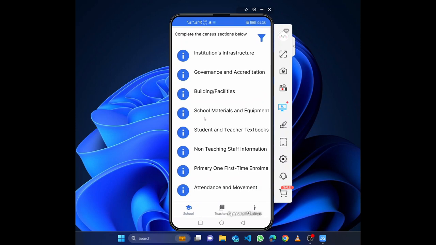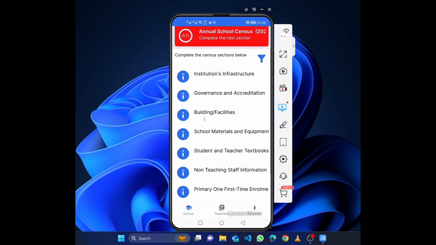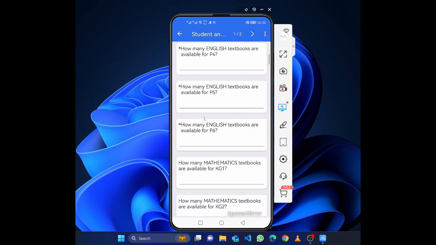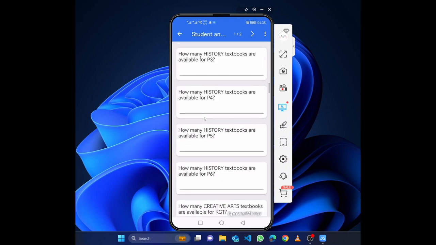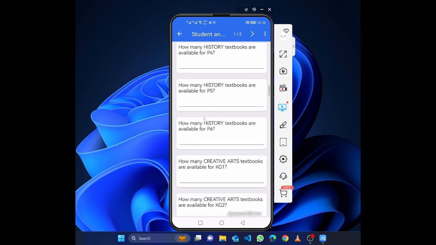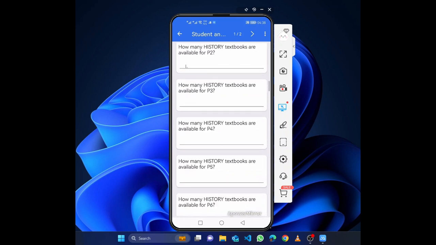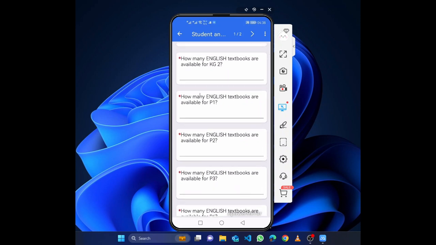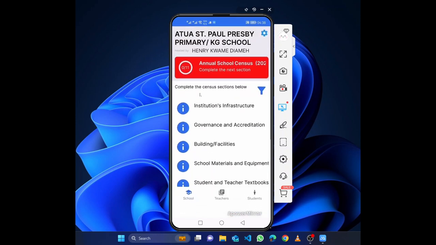The next one is under students and teacher textbook. So the various textbooks that you have. If in the case where you are not having any textbook on any subject, you just put zero there. You will see that there are some that are not required. So where there is no asterisk, you leave it blank. But with the asterisk, like English, if you are not having, just put zero there. Because if you don't put zero, it will not allow you to do your submission. Then it will review everything that you have done.